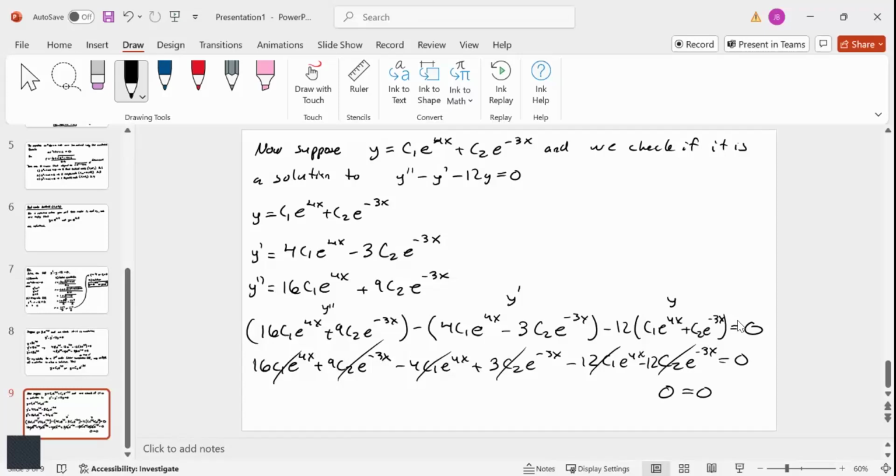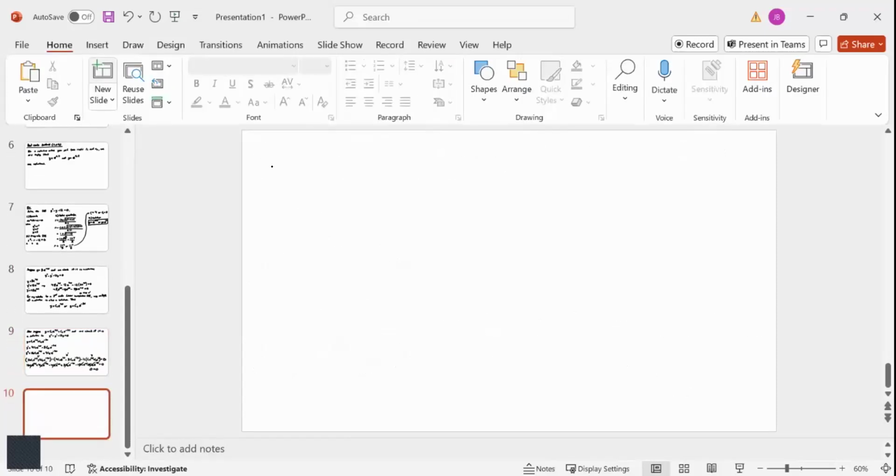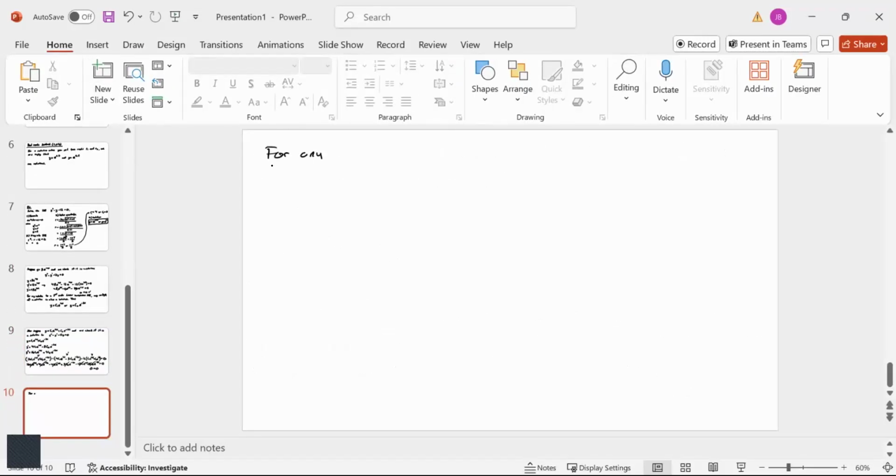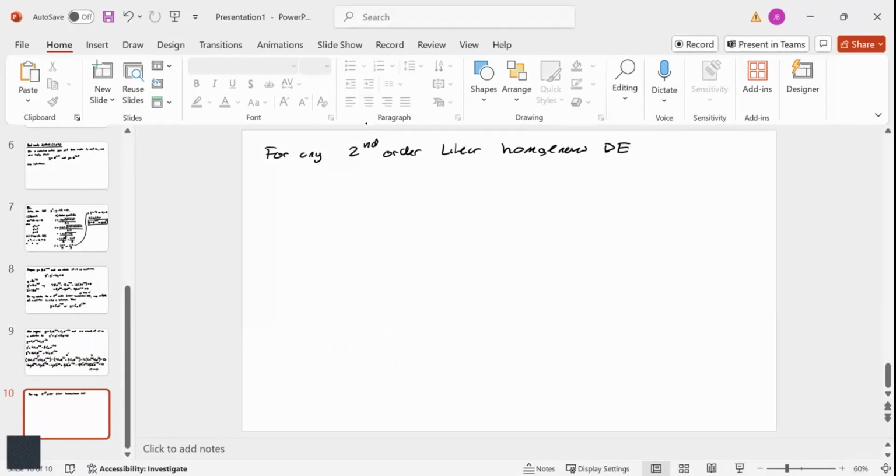So what does this prove to us? That when you combine the two solutions together, they also form a solution, right? So that is our final claim. For any second order, linear, homogeneous, differential equation, the sum of any solution is also a solution.